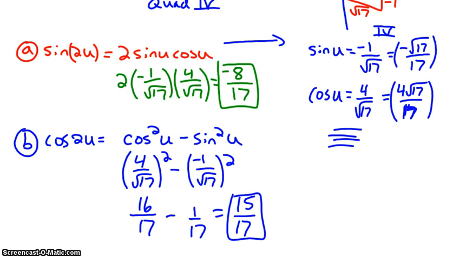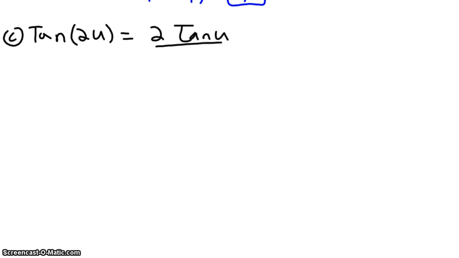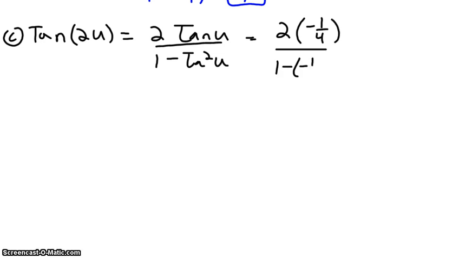Now, I need to scroll up a little bit and we'll look at our final problem, part C, the tangent of 2u. Now this one gives us the formula 2 tan u all over 1 minus tan squared u. In my problem then, I have 2 times the fraction -1/4, all over 1 minus (-1/4) squared.